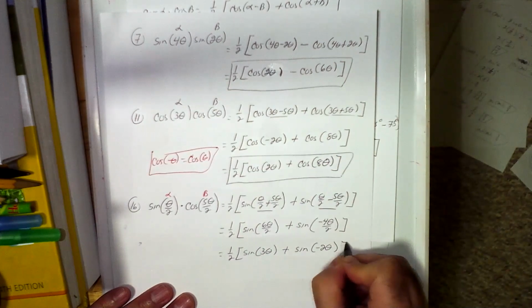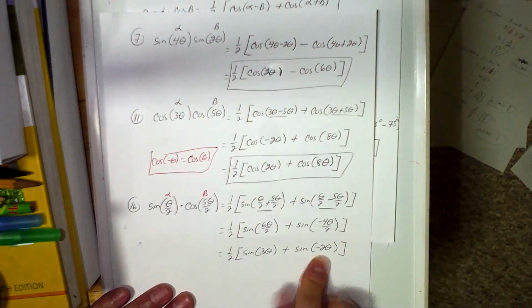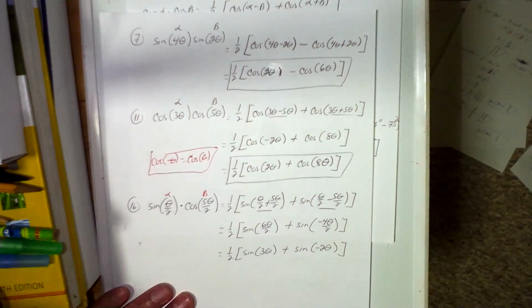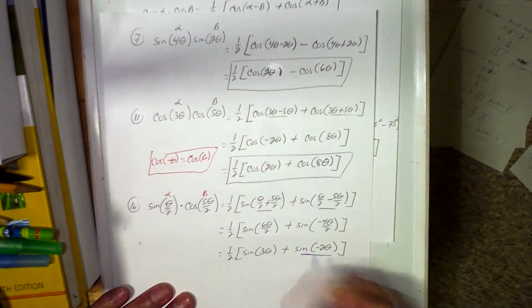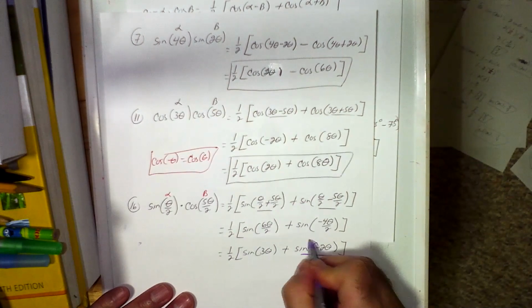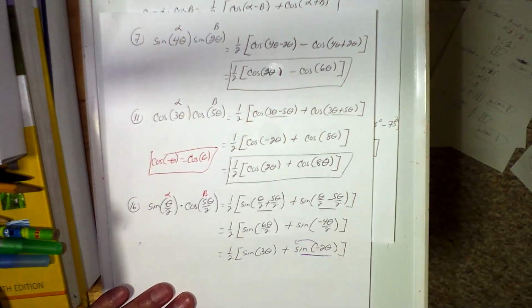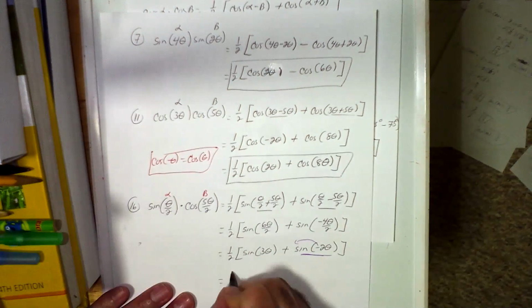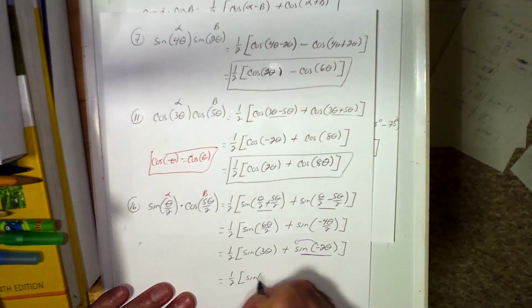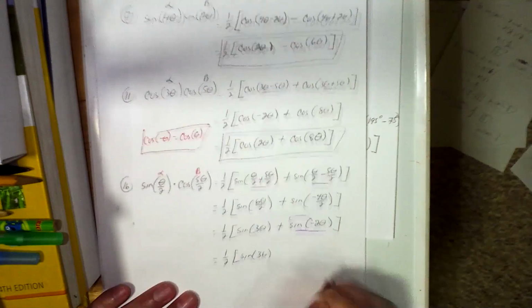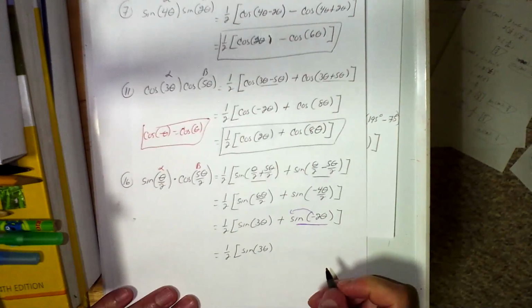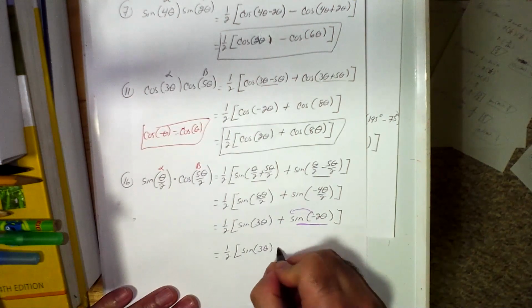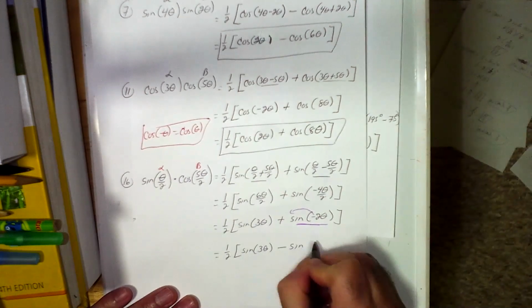Now, do you remember the rule for negative? What happens when you have a negative angle for sine? The sign gets in front. Right? That was an odd function, so the negative comes out. So this now becomes 1/2 bracket sine 3 theta minus sine 2 theta.